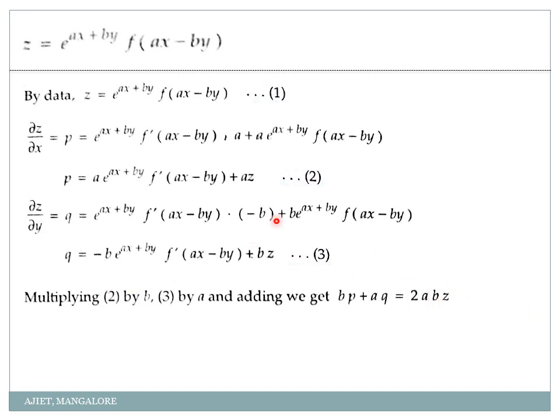Or another way of doing it is to take this plus az to the other side here, take this plus bz to the other side here, and divide. You'll get the same answer. Either way is fine, that is left to you. Or this is one more way of doing it. Multiply equation 2 by b, because I want b here, and multiply equation 3 by a. Then if you add it, you will easily get 2abz. So this plus abz plus abz will give me 2abz. This entire term will get cancelled when you add it, and only 2abz will remain. That is my required PDE.